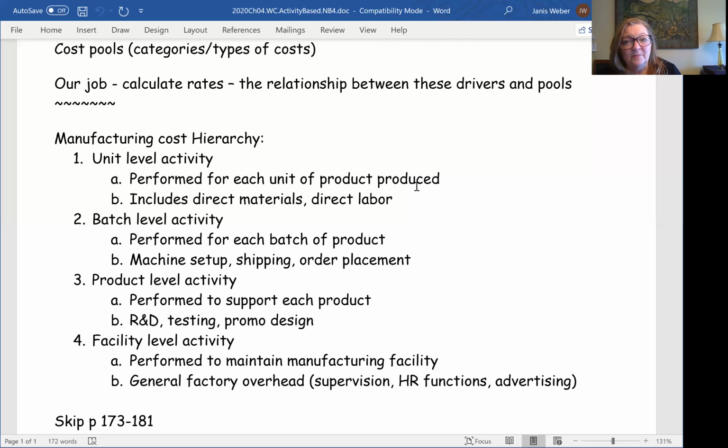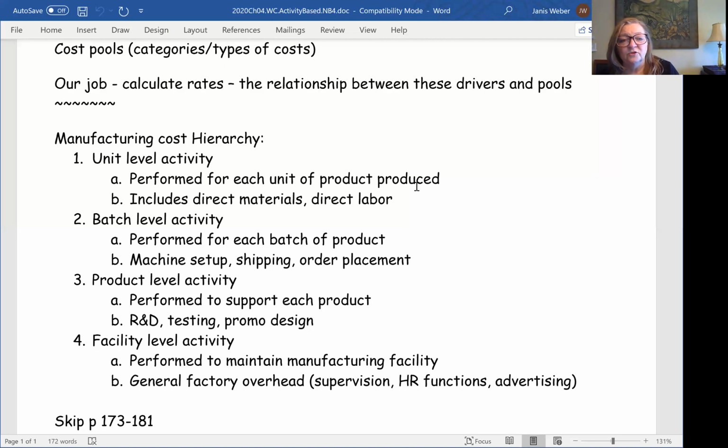And then similar to that is the product level cost, which is where it's performed to support each specific product that that company has. So that would be R&D, testing, promo, design. This would be where they might do some specialization plans for their products. So really, the thing I was describing about the batch level, I was talking somewhat about product level, so sorry about that a little bit.